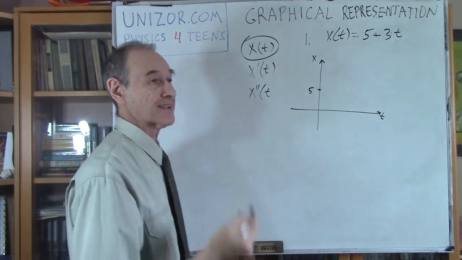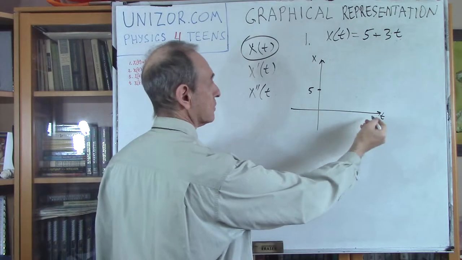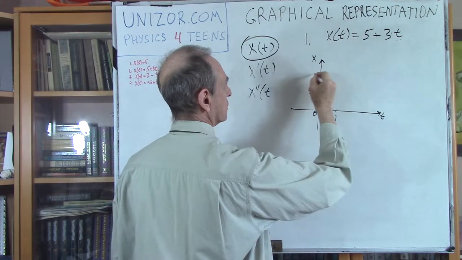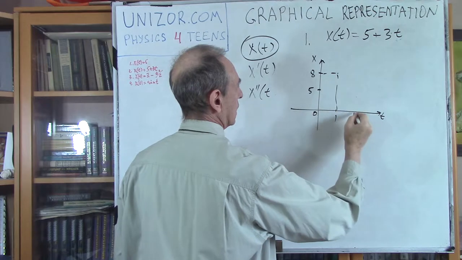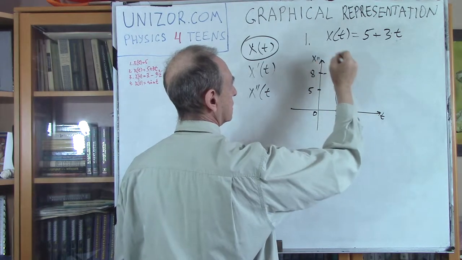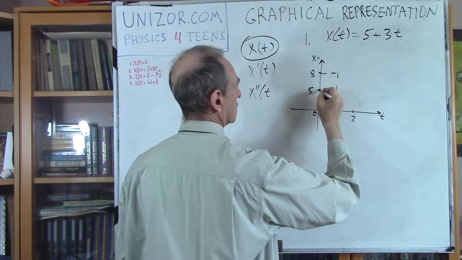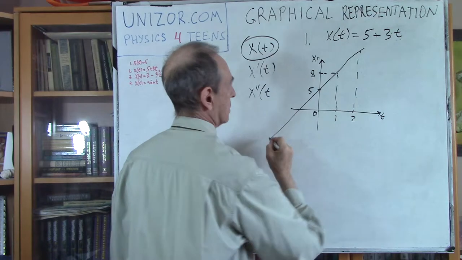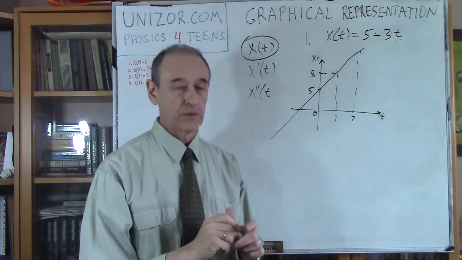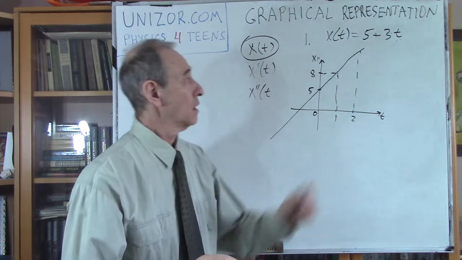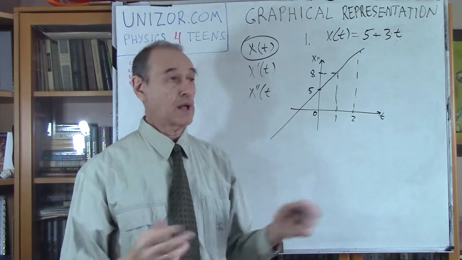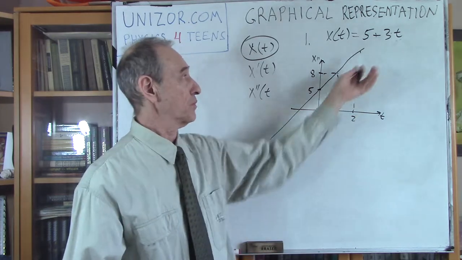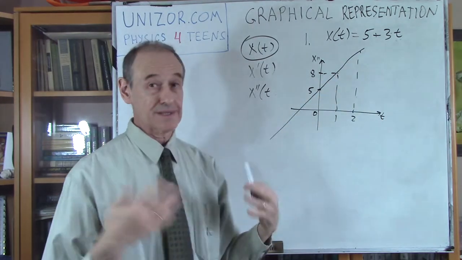Now, if I want to represent graphically each position as a function of time, obviously at 0 I have 5, at 1 I have 8, at 2 I have 11. So it goes something like this. So that's my graph of the position expressed as this function. Obviously it's a linear function. Let's just look at this from the algebraic standpoint. It's just a plain linear function. Obviously I have a straight line as a graph.